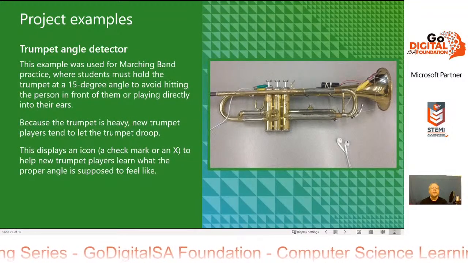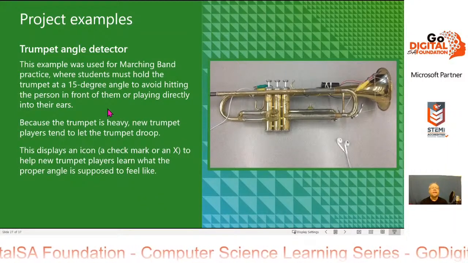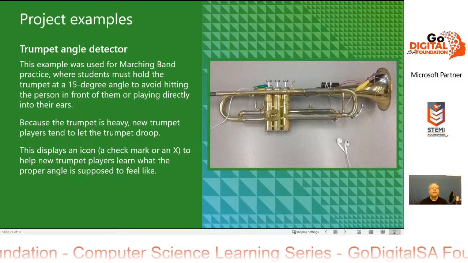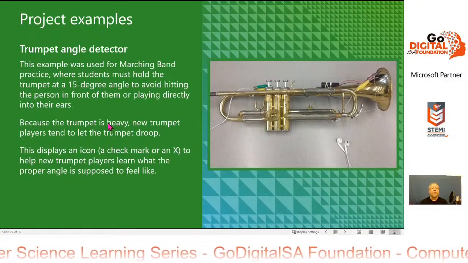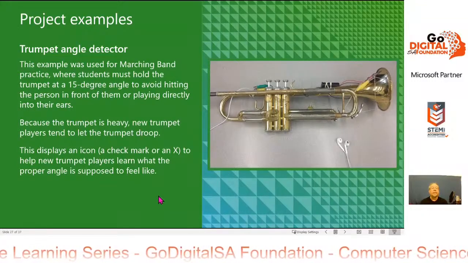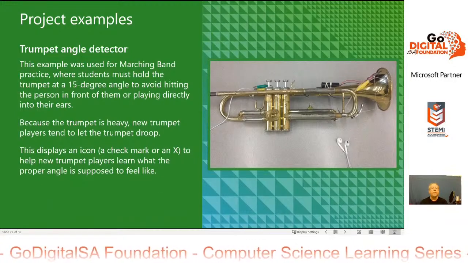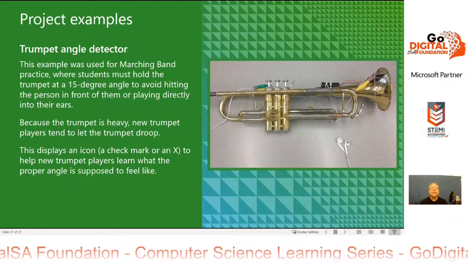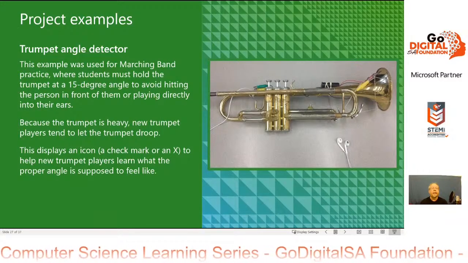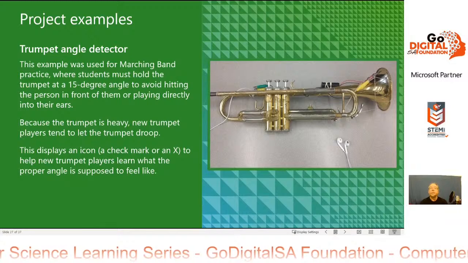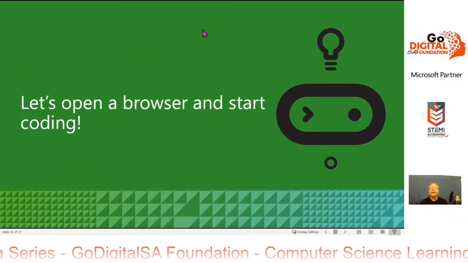Here we've got an example, a trumpet angle detector. This example was used for marching band practice, where students must hold the trumpet at a 15-degree angle to avoid hitting the person in front of them or playing directly into their ears. Because the trumpet is heavy, new trumpet players tend to let the trumpet droop. This displays an icon, a check mark, or an X to help new trumpet players learn what the proper angle is supposed to feel like. Okay, so let's take a look at that.